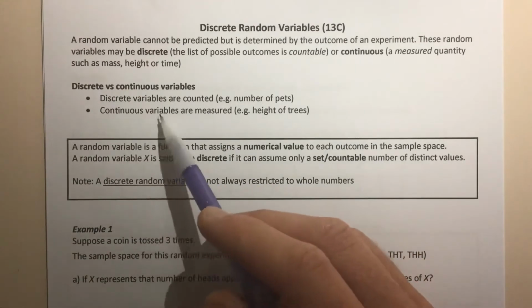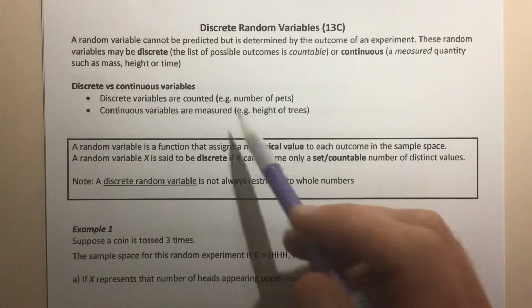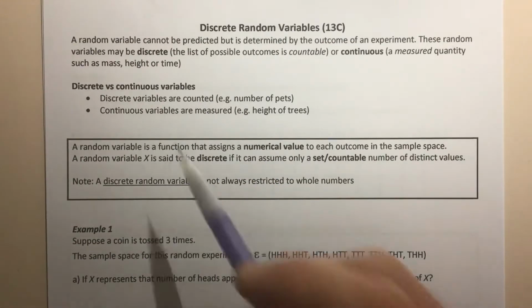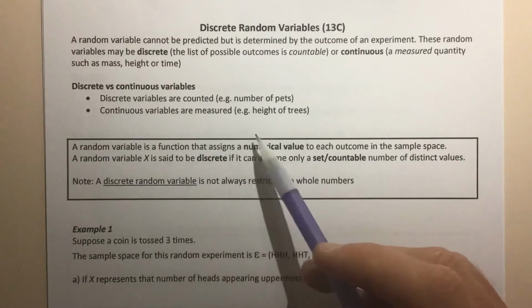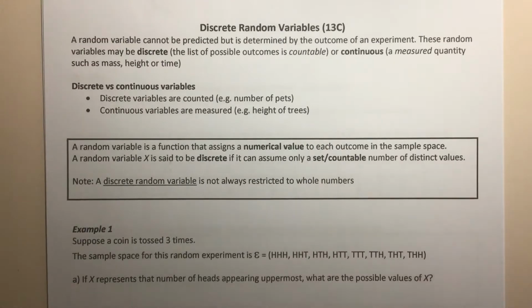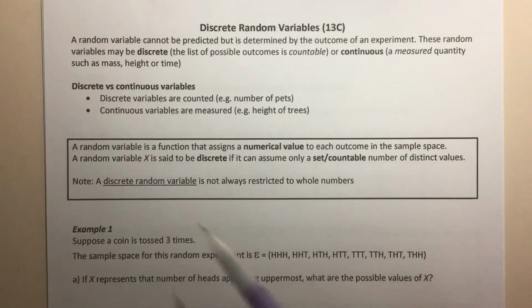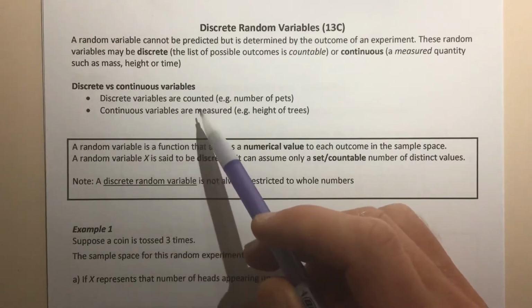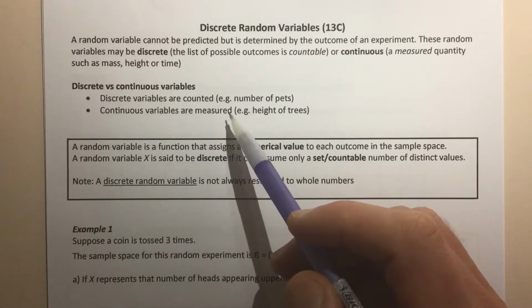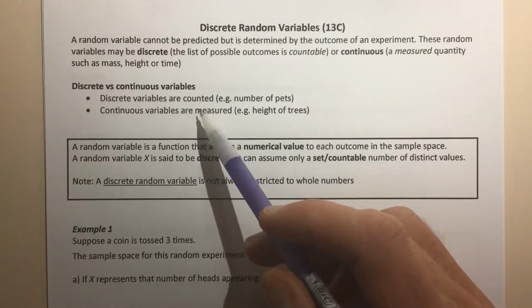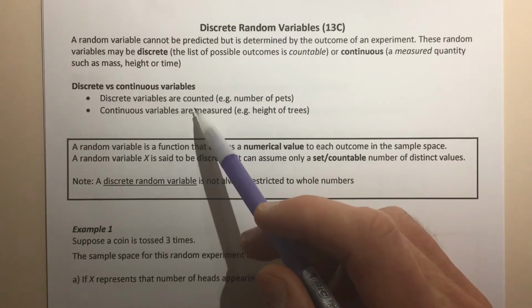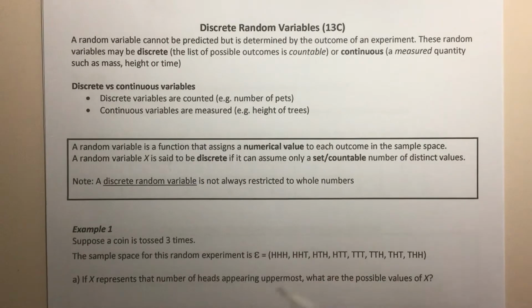So discrete variables are counted, such as the number of pets in your house, or the number of pets in lots of different people's houses. And continuous variables are measured, so things like the height of a tree, the length of something, the temperature or the time. Anything that's measured is continuous, anything that's counted is discrete. Discrete variables usually take whole numbers if they're counted. They don't have to, you can certainly count some things by halves, but in most cases a discrete variable will take a whole number value because it's something that's being counted.